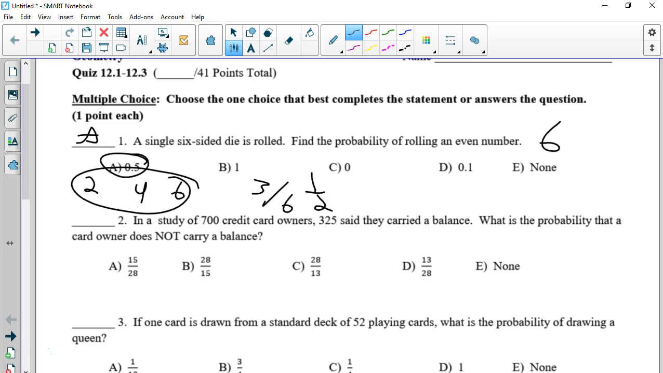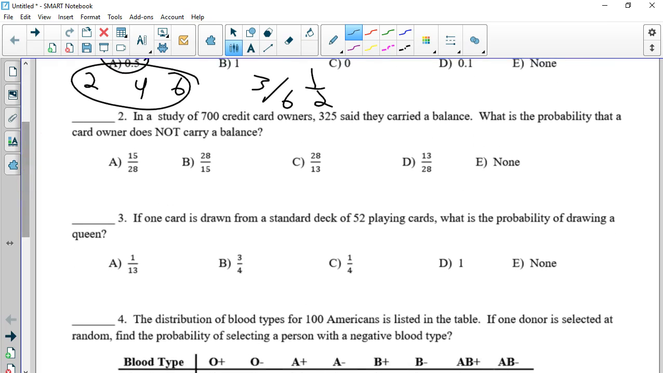Okay? Let's say it was the chances of rolling a 6. Well, there's only one of those. That would be 1 out of 6. What if I said a number greater than 4? Now you have to be careful with that because greater than 4 does not include 4. So that means the numbers 5 and 6. That'd be 2 out of 6 or 1 out of 3.